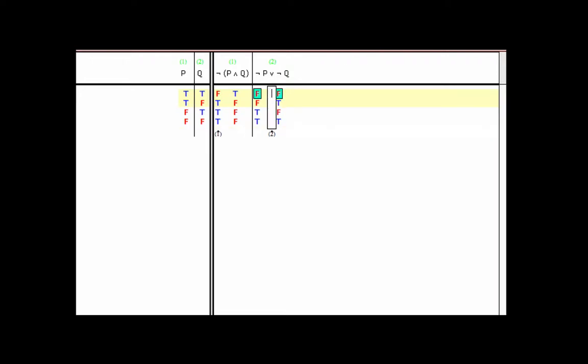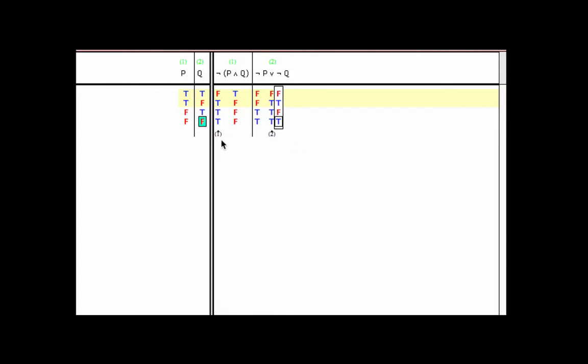Now I'm in a position to determine the values of disjunction. We know that the disjunction is defined as follows. A disjunction is false when and only when each of the disjuncts is false. In all other cases, it's true. So notice we have negation P false, negation Q false, so negation P or negation Q is false. In all other instances, at least one of the disjuncts is true, so the disjunction as a whole is true.